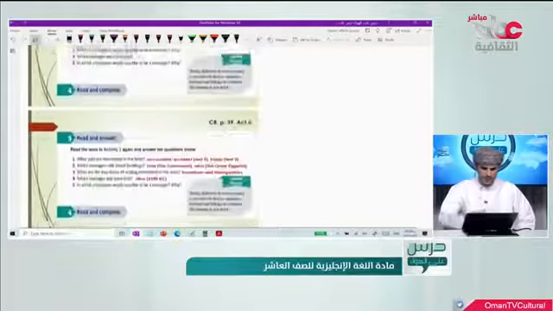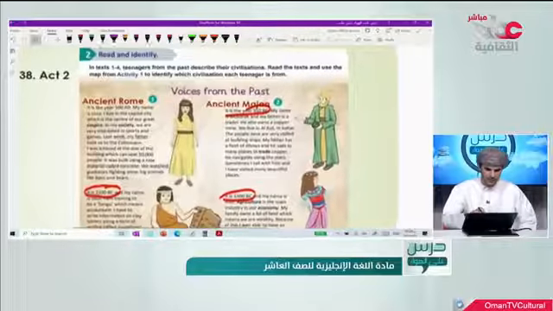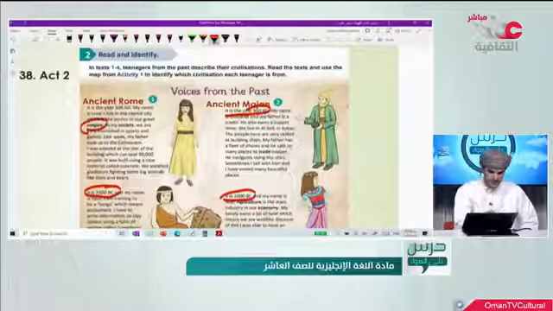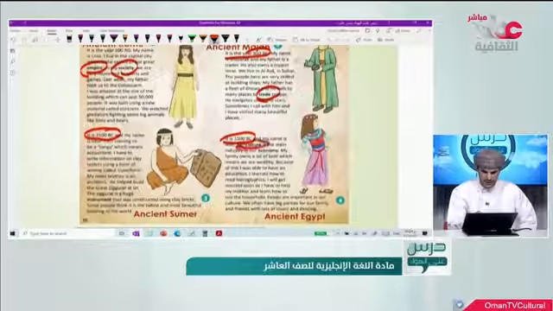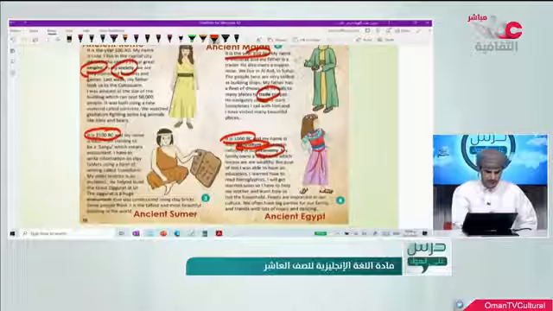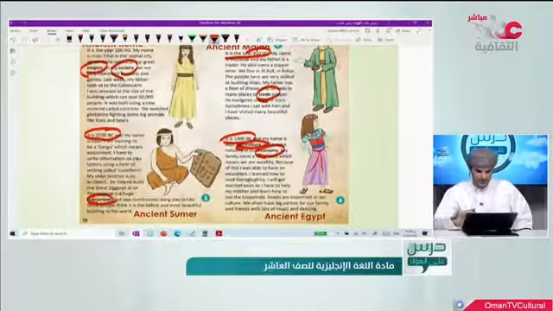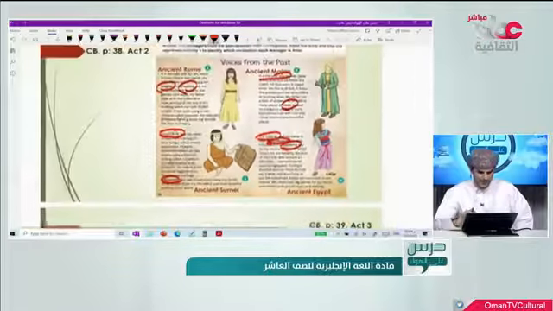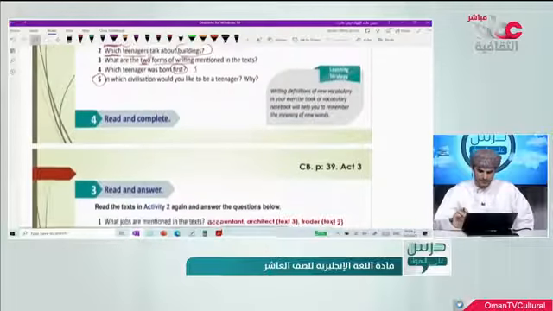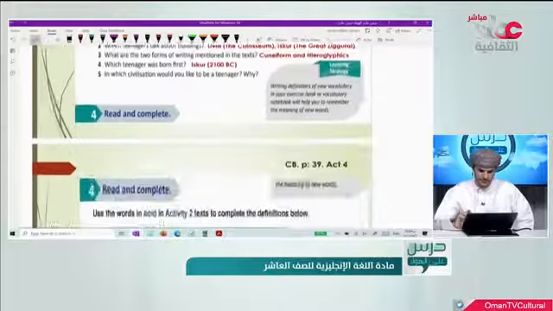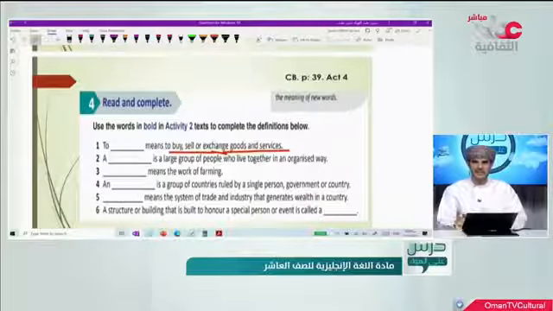Okay, go back to the text. Look at the words: empire, society, trade, agriculture, economy, monument. Have I forgotten something? No. Good. Now, check out these words in bold. Okay? Use them to complete this activity now.